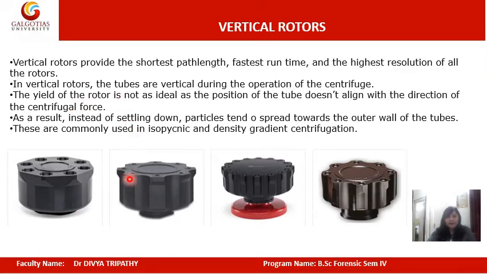The yield of the rotor is not as ideal, as the position of the tube doesn't align with the direction of the centrifugal force. As a result, instead of settling down, the particles tend to spread towards the outer wall of the tubes. These are commonly used in isopycnic and density gradient centrifugation. Now, you have come across two different terminologies, isopycnic and density gradient. These terms we will discuss when we discuss preparative centrifugation or the process of centrifugation. Okay, so these are the vertical rotors.